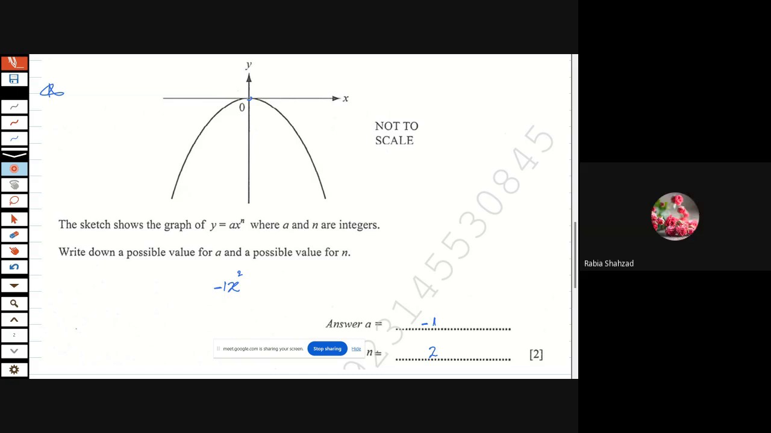Sir, how do we know it's -1? It is -1 because it is upside down. I have to take a negative coefficient. If you take -2, it is the same shape. If you take -6, it is the same shape. If you take -7, it is going to be the same shape because there is no rest of the values here. But we have to take a basic one. We have to take the integers. I just take -1. That's it.